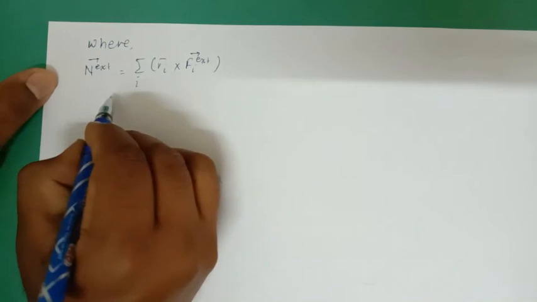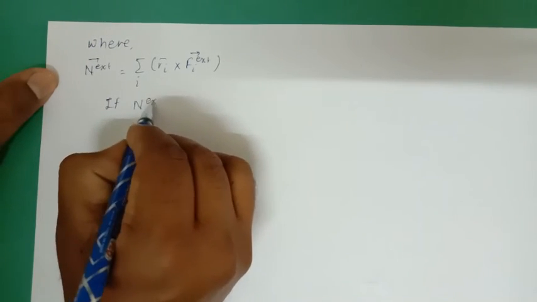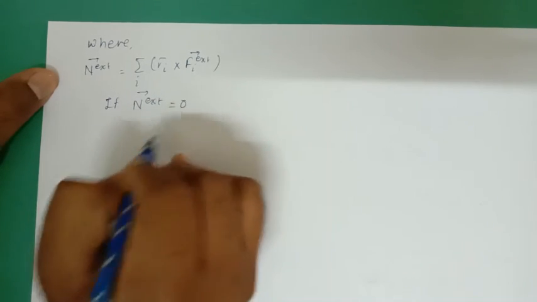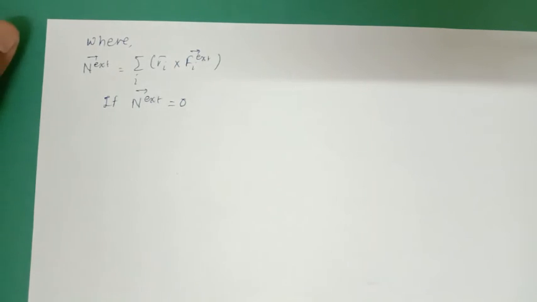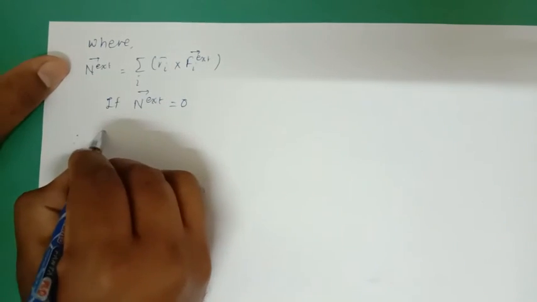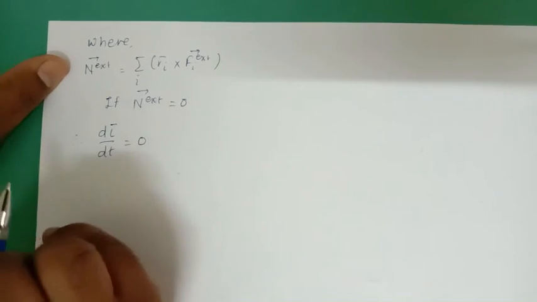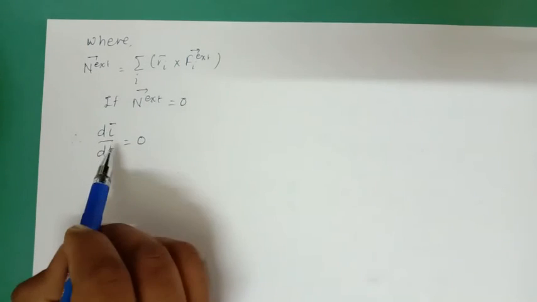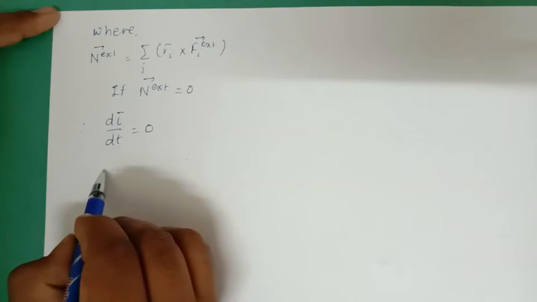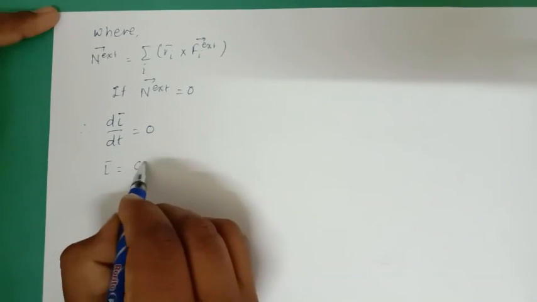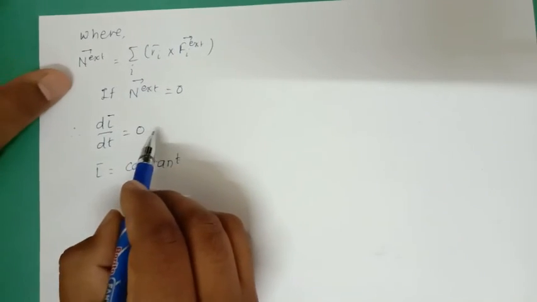Suppose N external is equal to 0, so there is no torque acting on the system. In that case, how to write our original equation? dL by dt is 0. The external torque acting on the system is 0, therefore the rate of change of angular momentum is again 0. Therefore L is constant. The derivative of a certain quantity is 0, so L is constant.